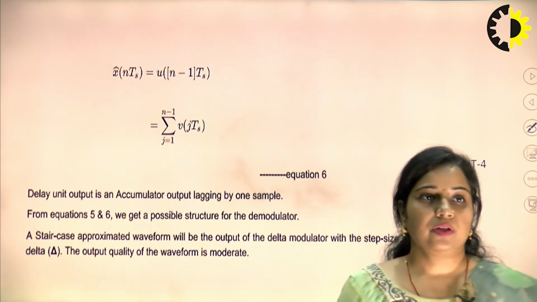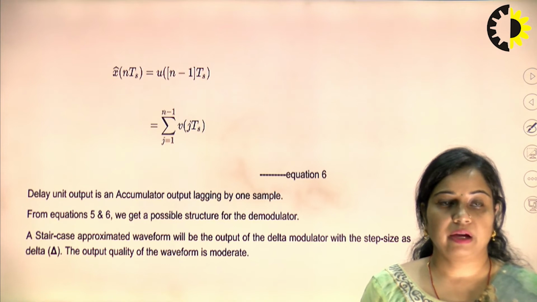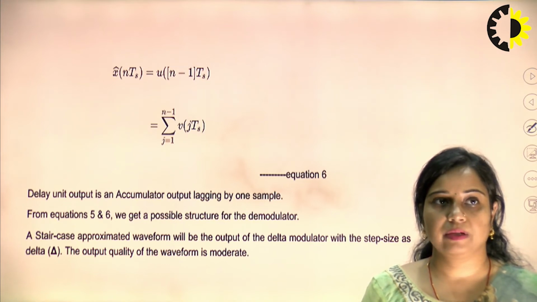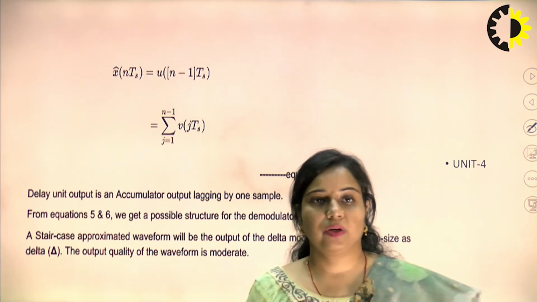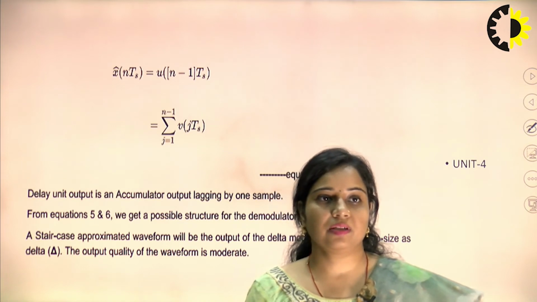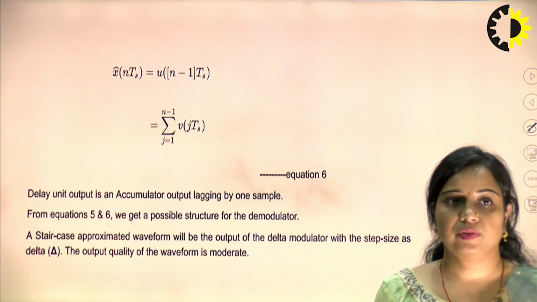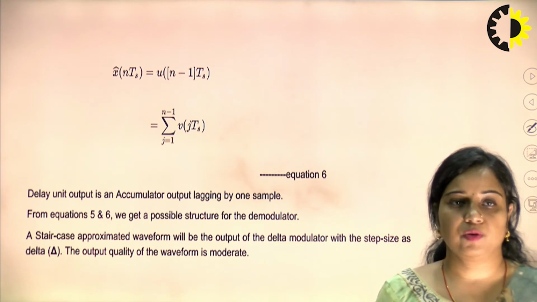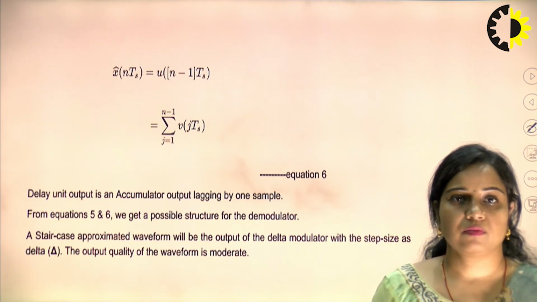Now, the delay unit output is the accumulator output lagging by one sample. Why lagging by one sample? Because we have used a delay by 1 unit only. So, when the input is U(nTs), the output will be U((n-1)Ts). A staircase approximated waveform will be the output of the delta modulator with the step size given as delta. The output quality of the waveform is moderate.